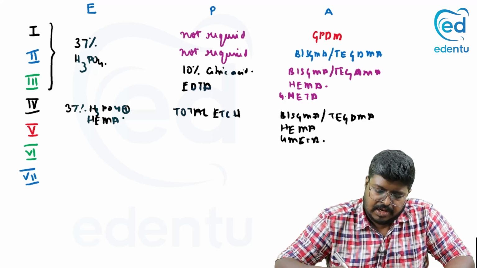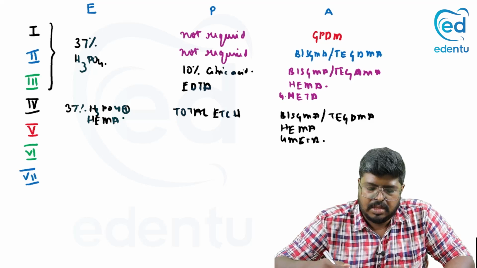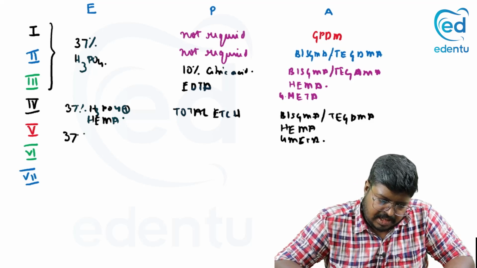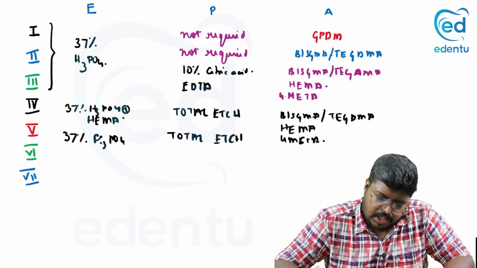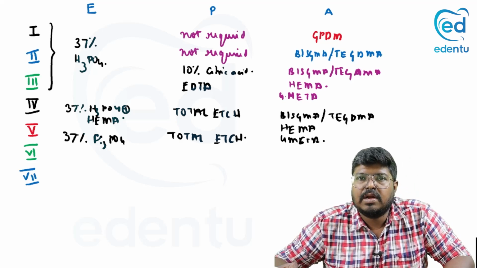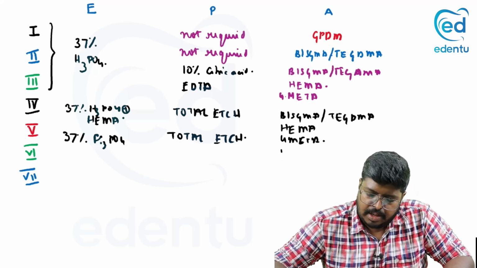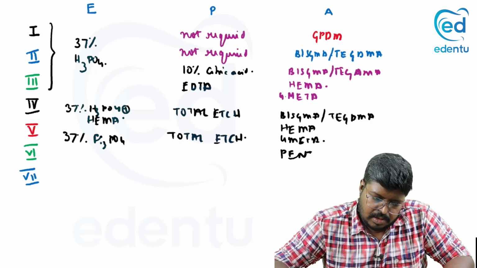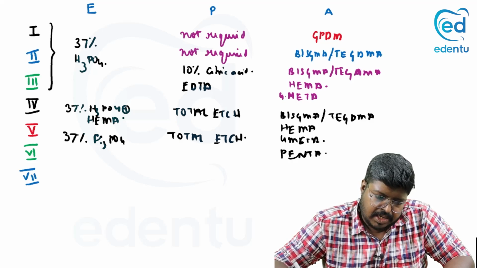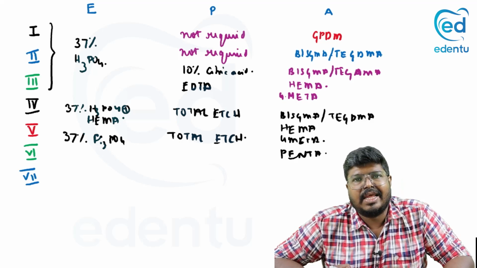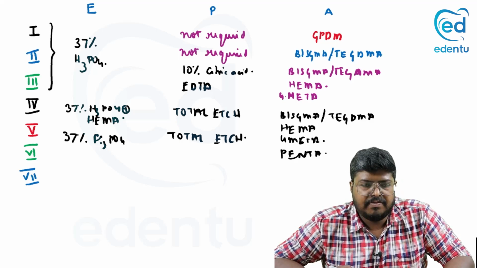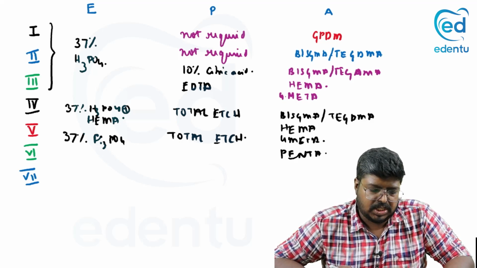In the fifth generation, we discarded that HEMA. Here you had 37% phosphoric acid, H3PO4. It was still the total etch technique. It was the first total etch technique. And instead of HEMA, you got PENTA. And what was PENTA? PENTA was dipentaerythritol pentacrylate phosphoric acid. In fifth generation, PENTA came into the picture.